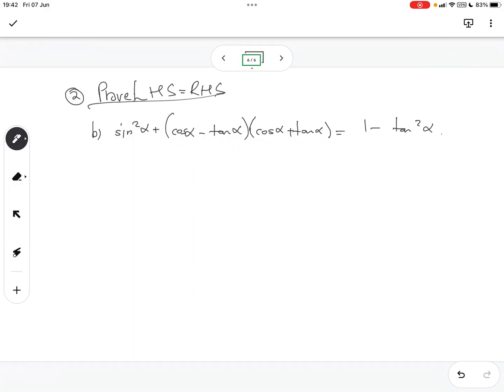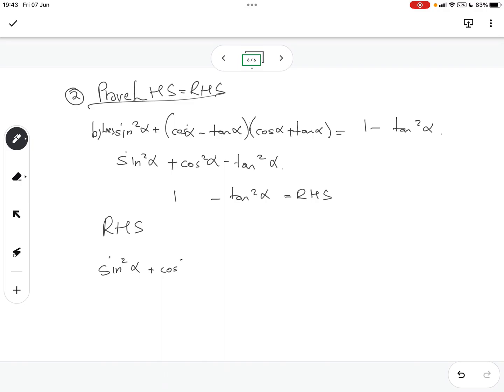Such that this here gives us cos squared alpha minus tan squared alpha. And this is tan squared alpha. And this here gives us 1, which equals right-hand side.